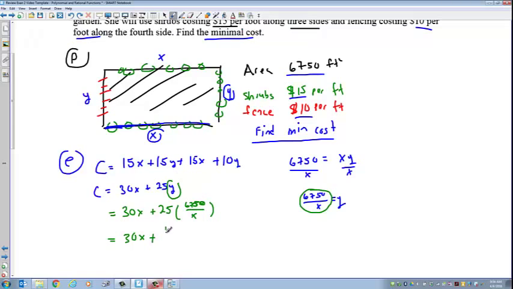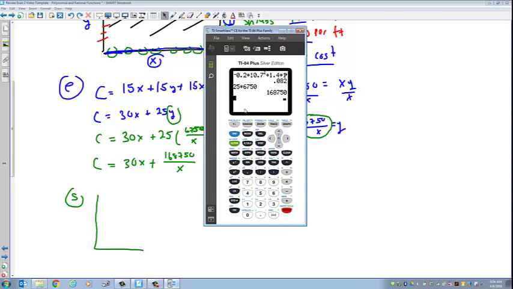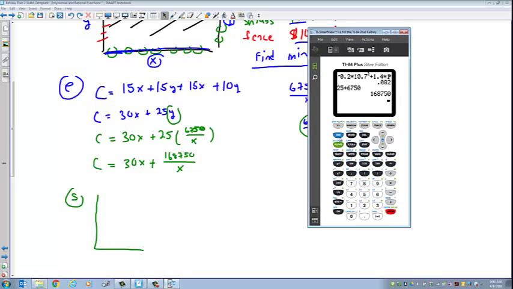So 168,750, all divided by x. And so this is my c, my cost function. Now this is a rational function because you're dividing by x. So when we solve this, we're simply going to graph it. So take out your calculator and let's graph it. So y equals, clear this, I have 30x plus 168,750 divided by x.